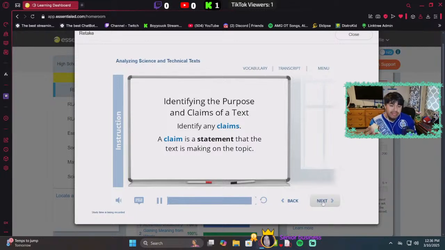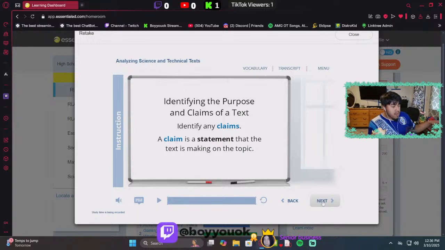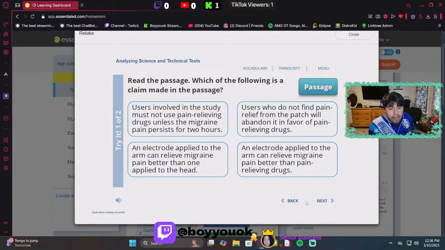Let's pause here to check your learning. Try identifying the purpose and claims of a text. Read the passage. Which of the following is a claim made in the passage?